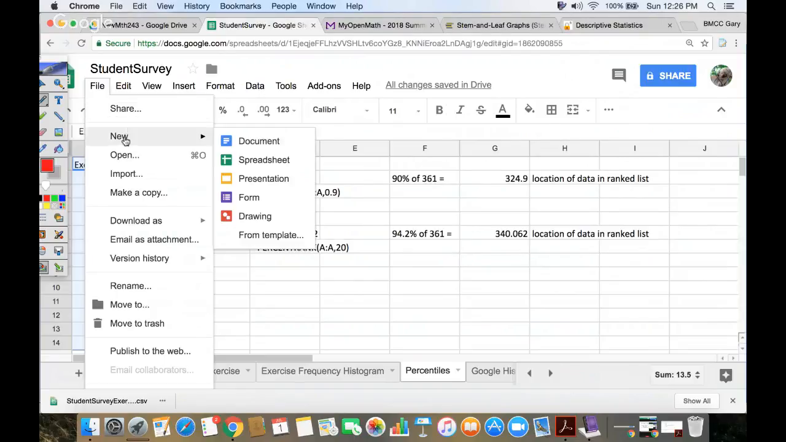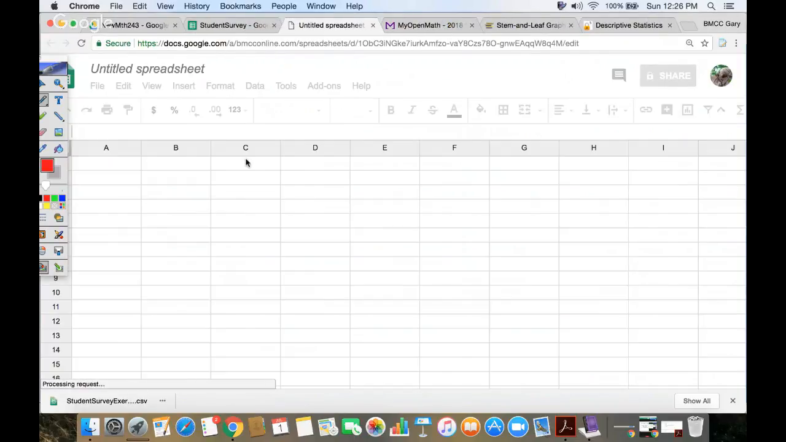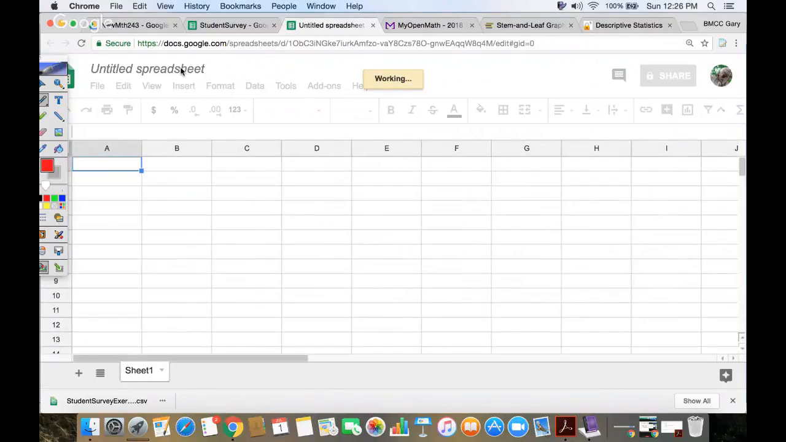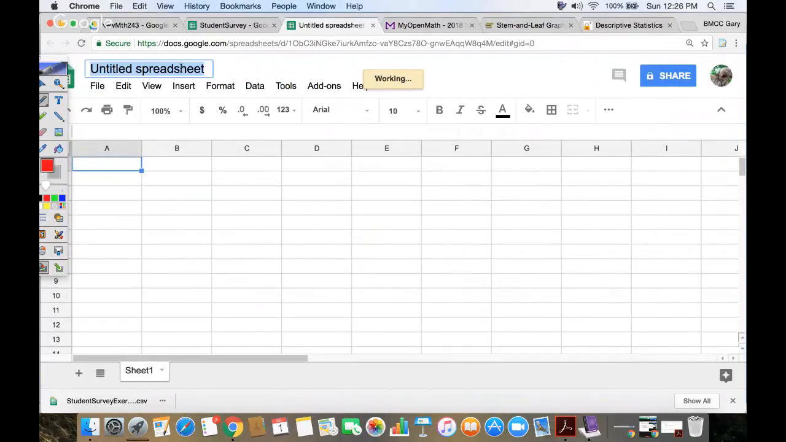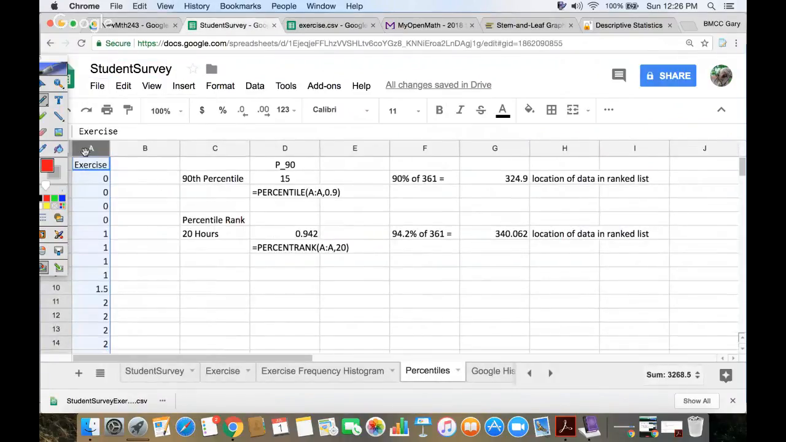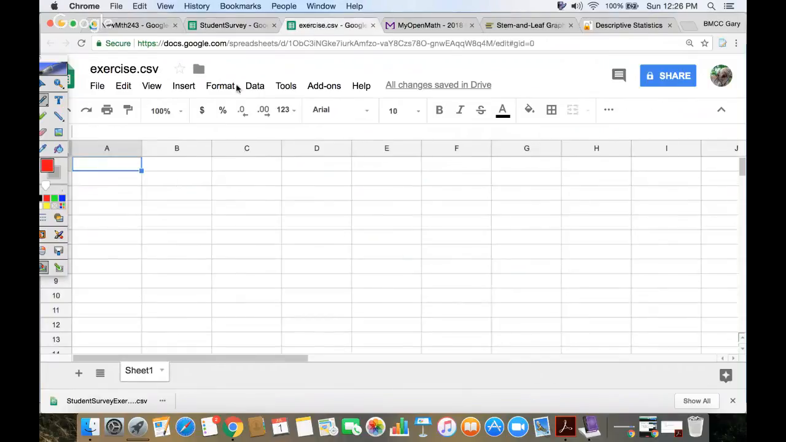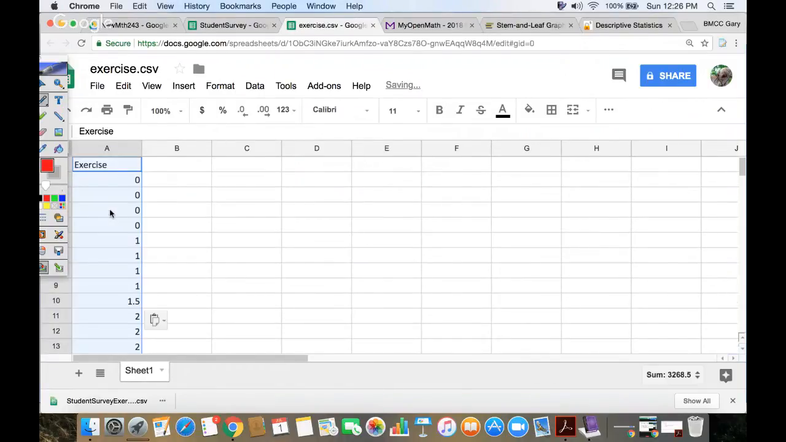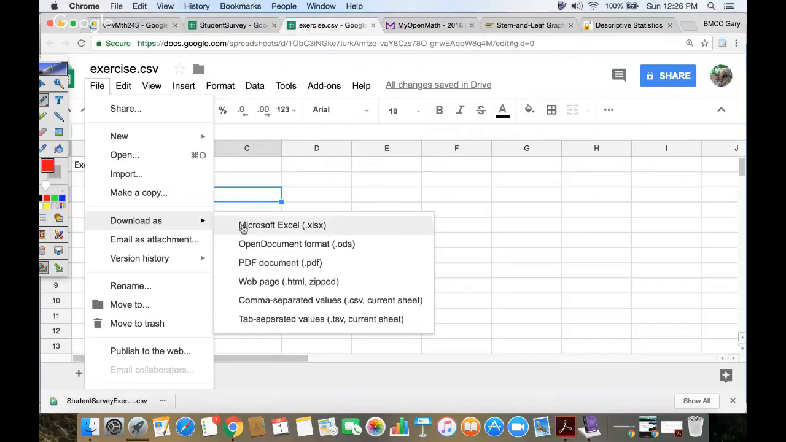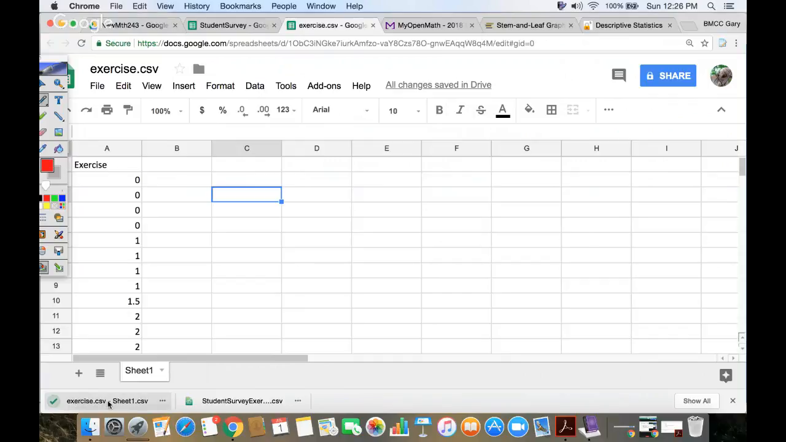I'm going to make a new spreadsheet. I'm going to call it exercise comma separated values, CSV. I'm just going to grab this column right here, copy, and paste it in there. I don't want anything else. Now, it turns out it's okay if you have other stuff in there. StatKey will double check with you. All right, and then what I want to do is download that as a comma separated value sheet. And then that gets downloaded to my computer.